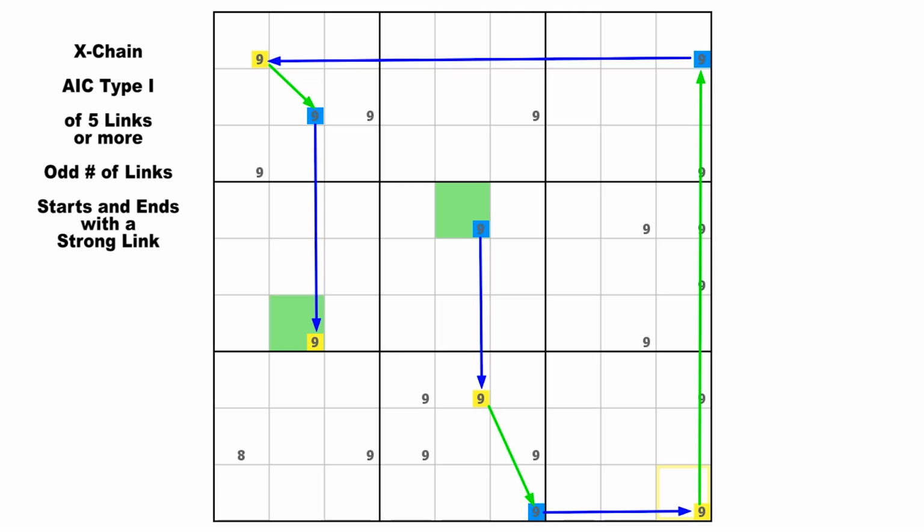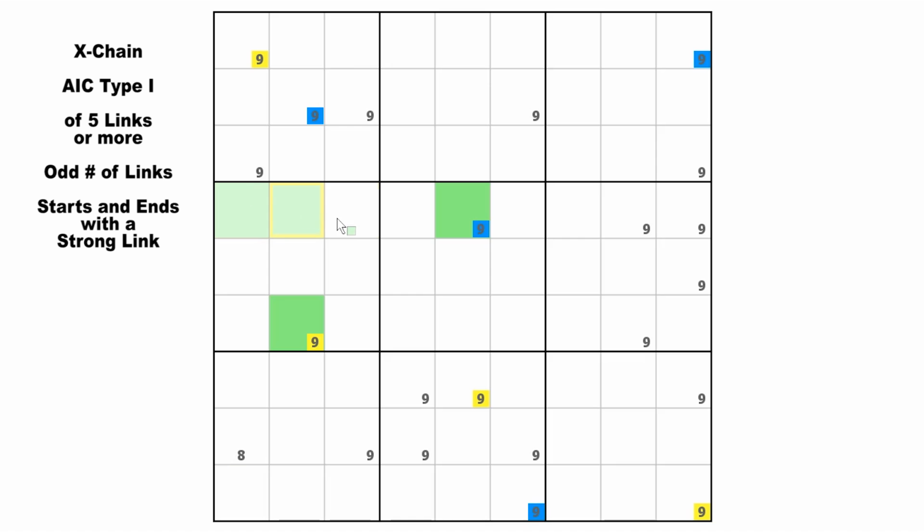And lastly, here is an X chain of 7 links where the endpoints lie in the same horizontal chute. And again, there are 6 cells that can see both of those endpoints. And they are here, here, here, here, here, and here. But there cannot be a 9 here because that would negate the strong link in column 2. And there can't be a 9 here because that would negate the strong link in column 5. So you could eliminate 9s in these 4 cells. Okay? So in this case, you would have 4 possible eliminations.